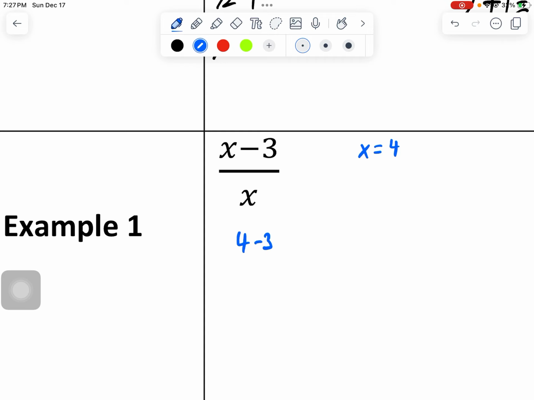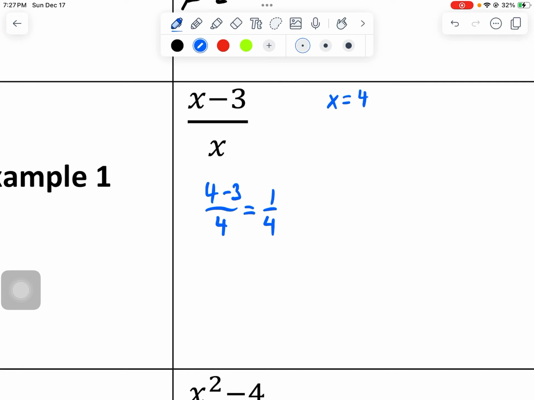If I had 4 minus 3 over 4, that is 1/4, right? We would subtract 4 minus 3. But if I were to try to jump ahead and cross these out, this would equal -3, and that doesn't make sense. So don't try to cross out your x's here, which I probably shouldn't even show you that, but I want you to avoid that mistake. In this case, because we can't take x minus 3, I'm going to backtrack here. Because we can't take x minus 3, this is already as simplified as possible.